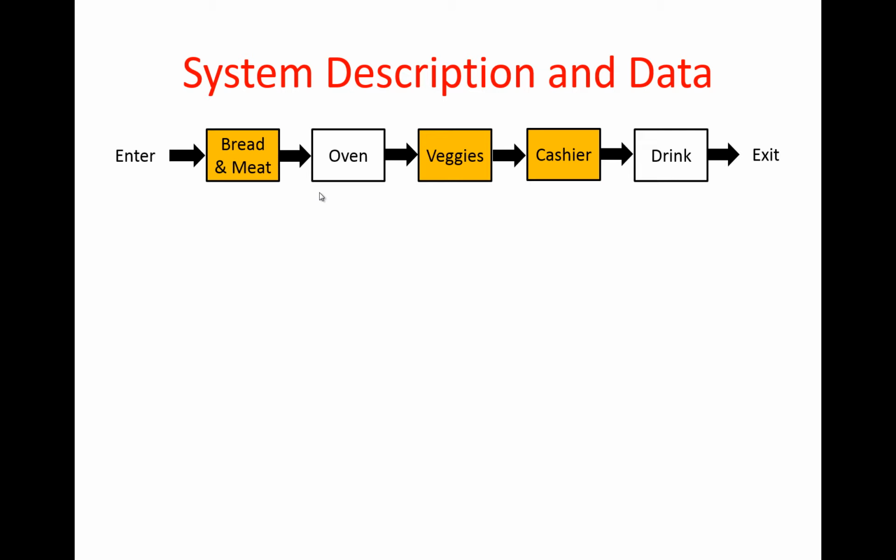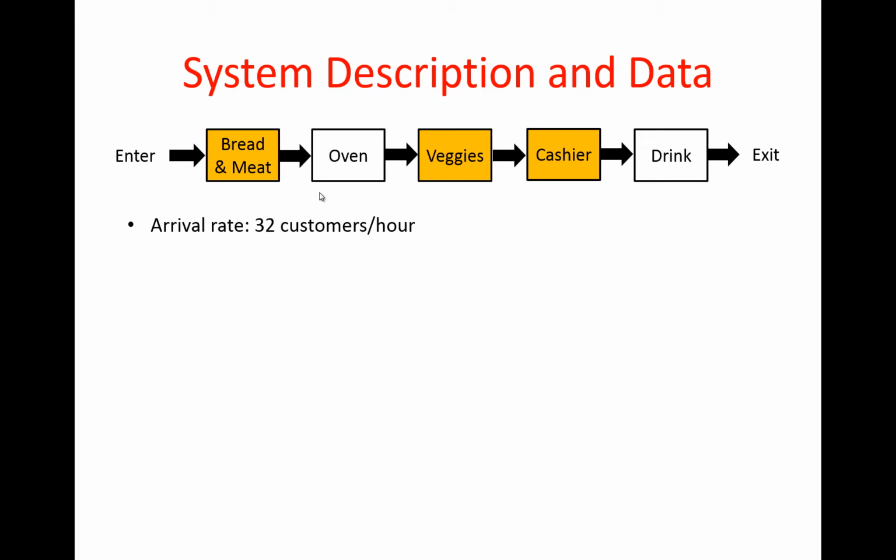And then the customers will go to the third stage, which is the veggies station, where they put lettuce, tomatoes, and other types of vegetables and condiments on their sandwich. Once the sandwich is ready, the customers pay at the cash register, and after the payment is complete, the cashier puts the sandwich in a bag, and the customers then go to the drink machine and get their drink, and then they leave the system.